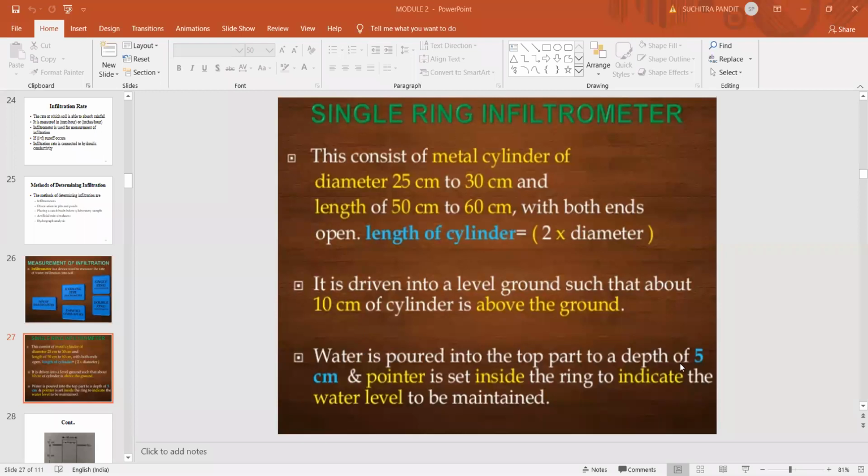Water is poured into the top part of the infiltrometer to a depth of about 5 centimeter, and you can have a hook gauge or a pointer. As in your fluid mechanics laboratory, where you calculated the depth of water above the notch using a hook gauge, similarly you can use a hook gauge to find out the amount of water that has infiltrated. The pointer is set inside the ring to indicate the water level to be maintained.